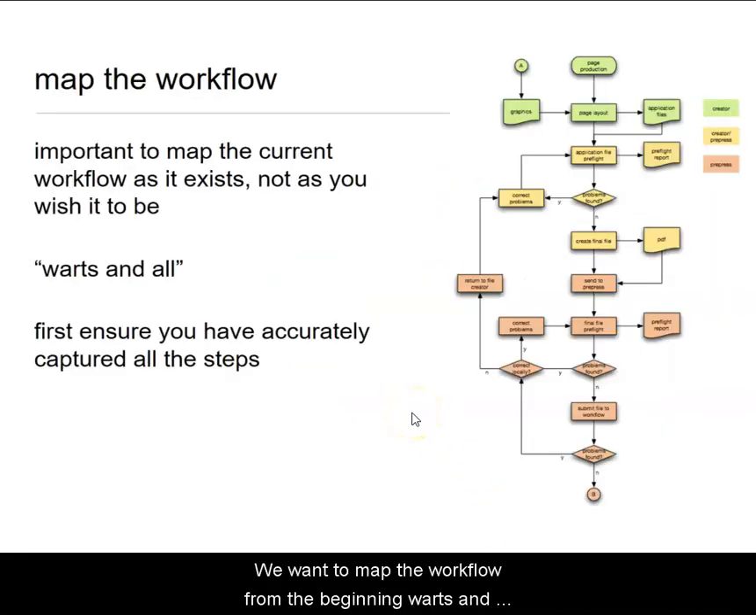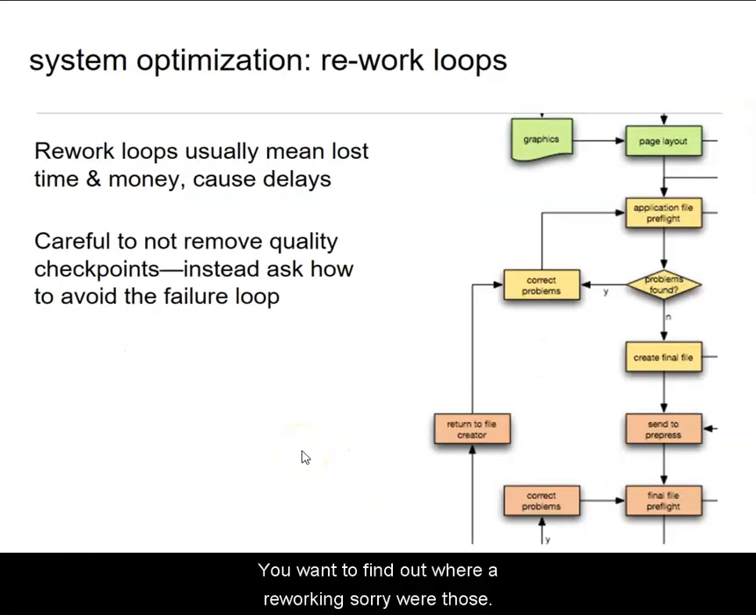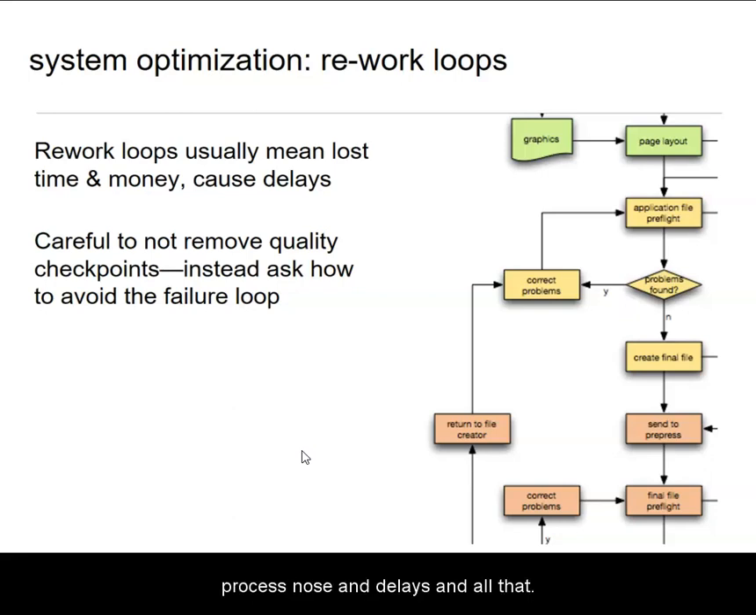We want to map the workflow from the beginning, warts and all. We want to identify anything that's causing problems, even if it's blaringly obvious, so we can fix that. We want to make sure we put the workflow on the map, warts and all. We want to find out where our rework loops are. Where are those constant cycles going back and forth between decision nodes and process nodes and delays and all that? That would be an area for us to look at.